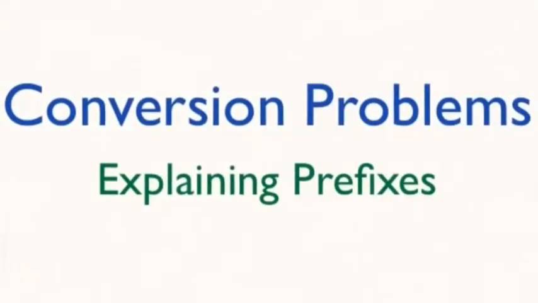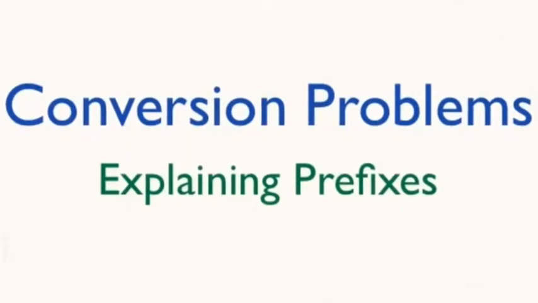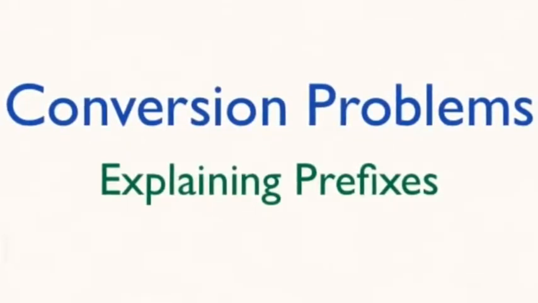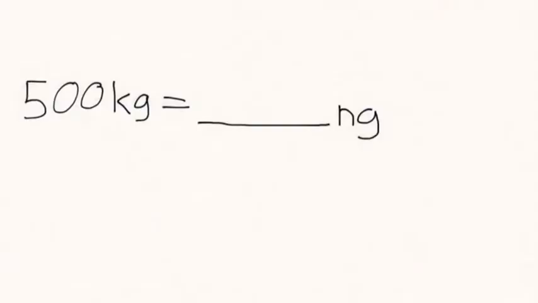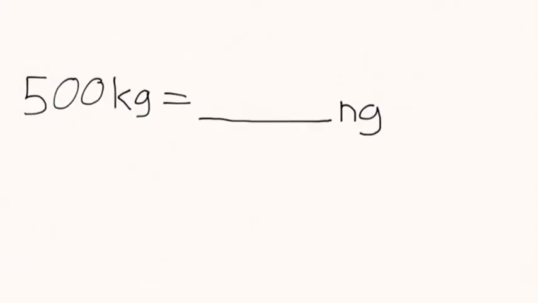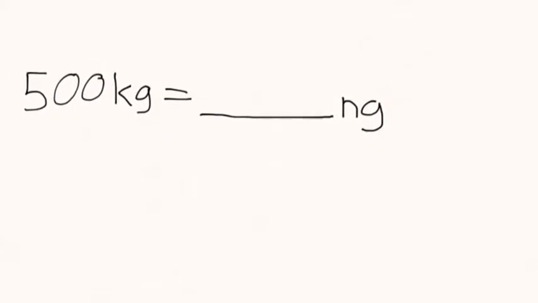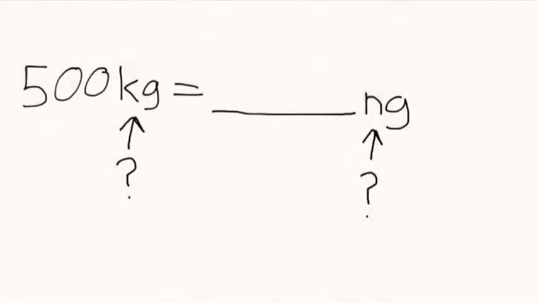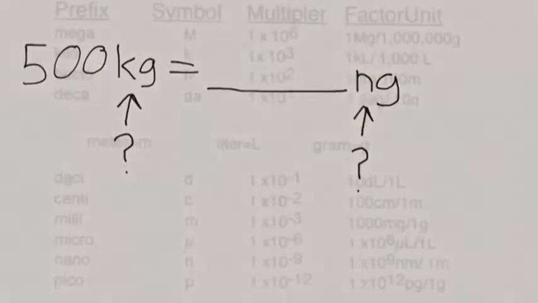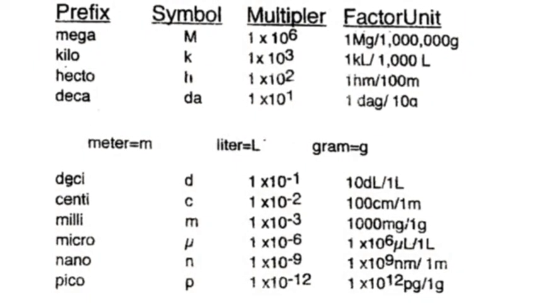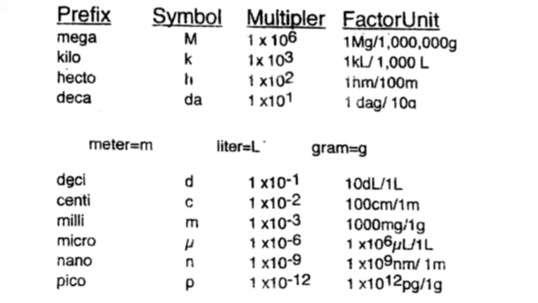To begin a conversion problem, we first have to understand what the problem asks. One of the most important aspects of this is knowing the SI prefixes and their values. Let's take for example the problem of converting 500 kg into ng. What is a kg? What is an ng? What is their relationship? Here's the chart of important prefixes that we must know and understand.